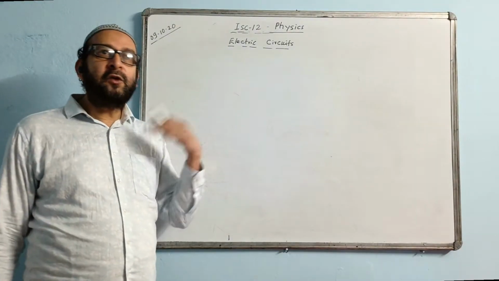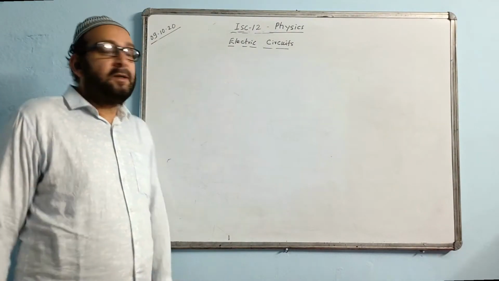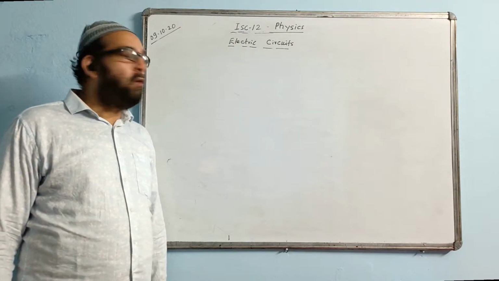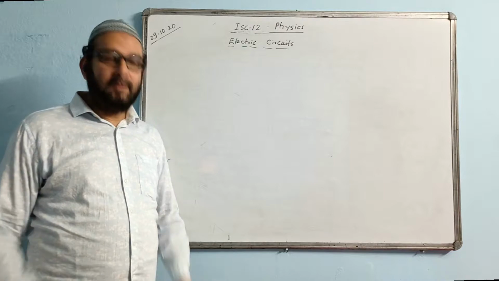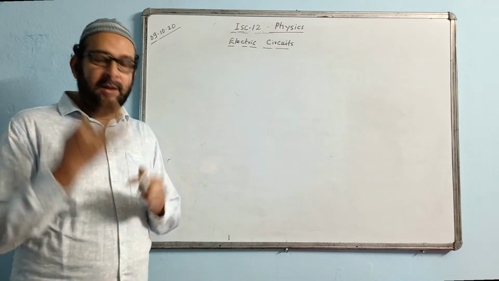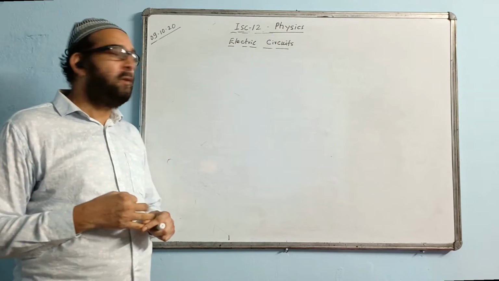Today is the continuation of yesterday's topic. The topic was, if you remember, I was talking about galvanometer, ammeter, and voltmeter. These three kinds of instruments I was talking about.